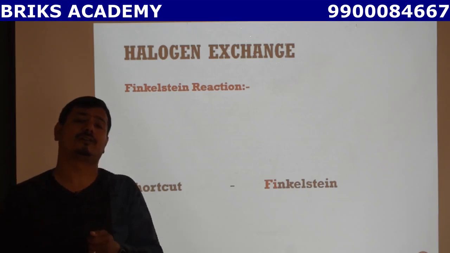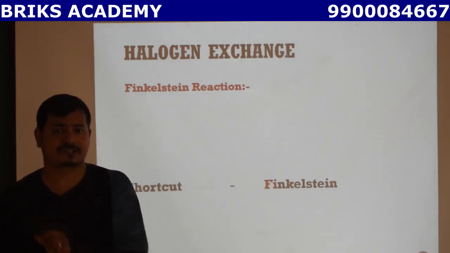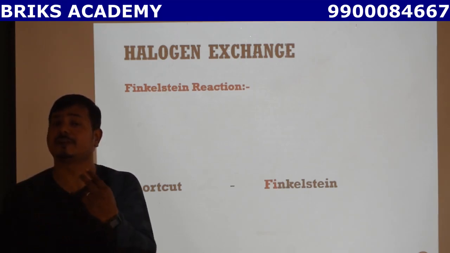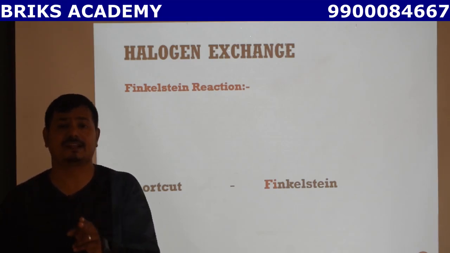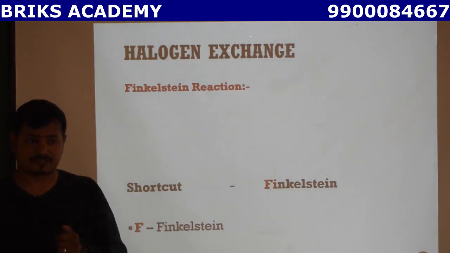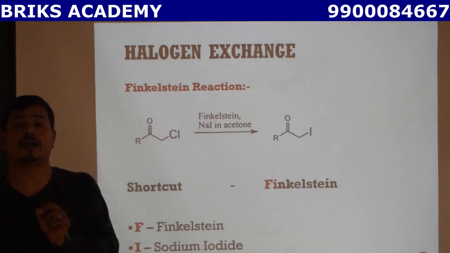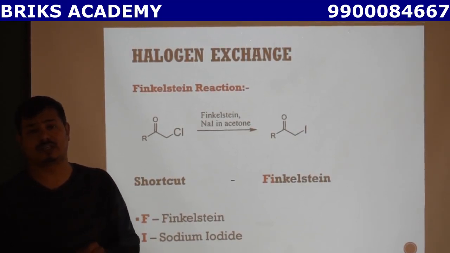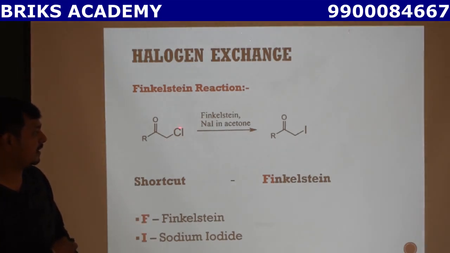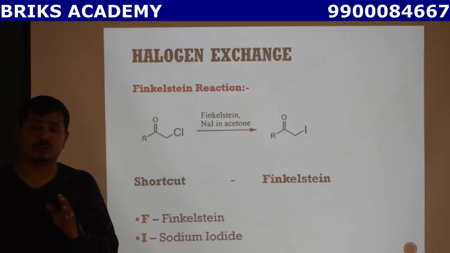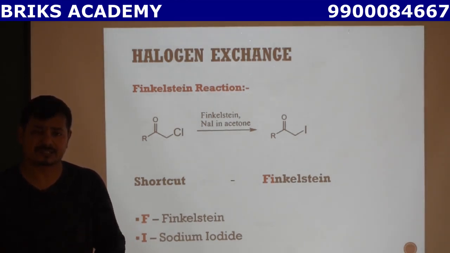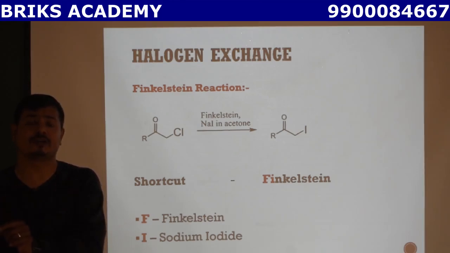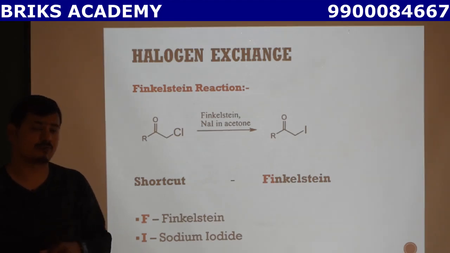The shortcut for remembering this reaction is in the name itself. When you look at Finkelstein, which are the first two letters? First is F, the second is I. F is for Finkelstein, which is the name of the reaction, and I is for sodium iodide, because iodide is getting placed in place of the other halogen. So this is the reaction here. If I take a chloride, with sodium iodide in acetone, the halogen gets replaced by iodine. So you don't need to stress too much to remember what happens. The name of the reaction itself tells you that it is an exchange of iodine. Since the exchange is with respect to iodine, you need to remember sodium iodide. So that is your first one, Finkelstein.